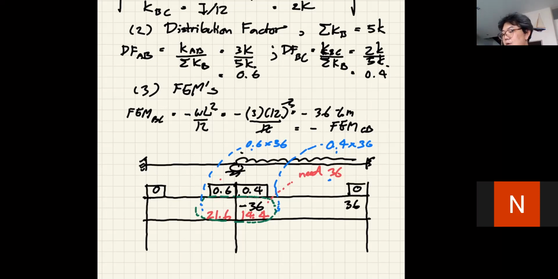Okay? Now, we have our new moment here. So that means it will have to be carried over to the opposite end. Okay? So what is our carryover factor? It is a half, right? So that means a half of this and a half of that will be carried over to the far end or the opposite end. And that is 7.2. And this is 10.8.